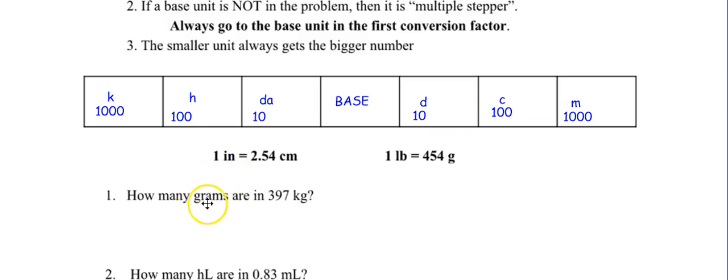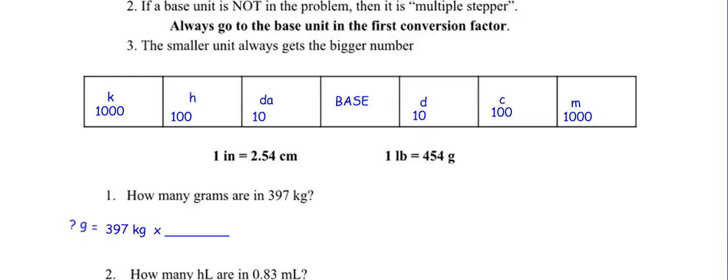So are you ready? How do we do this? Question mark, well, what am I looking for? How many what? How many grams? So question mark grams. What's my given? 397 kilograms. Now I need a conversion factor. Well, here it is. What unit must go on the bottom? Kilograms. Well, what am I looking for? The base unit, grams.